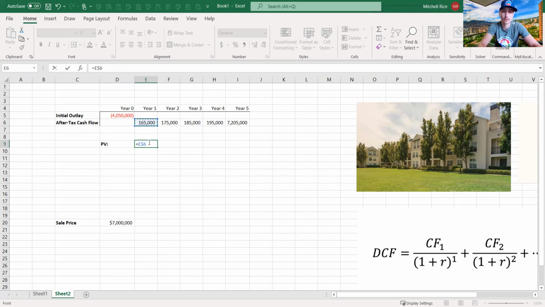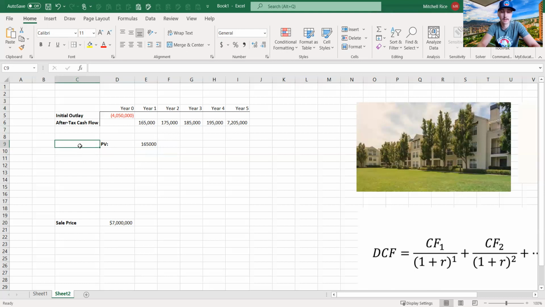And so that's our future cash flow, that 165,000. Then we'll divide by the parentheses 1 plus a discount rate that we'll put in here. Let's lock that in place as well because we don't want that to move. And then we'll raise that to the first power.